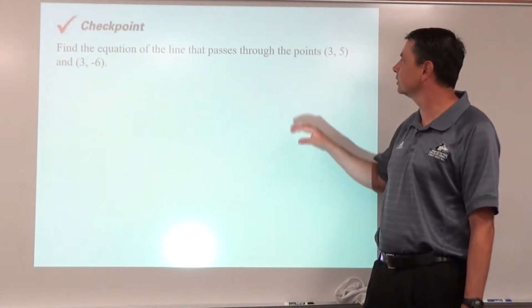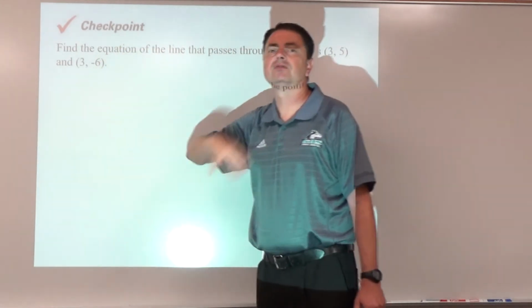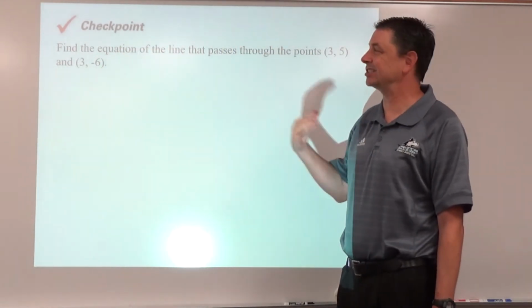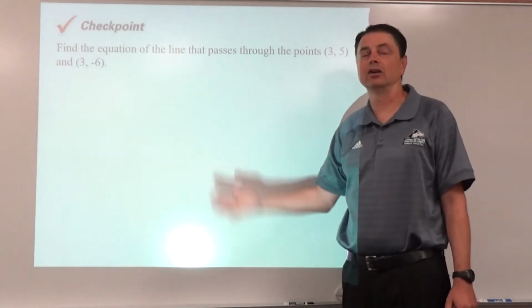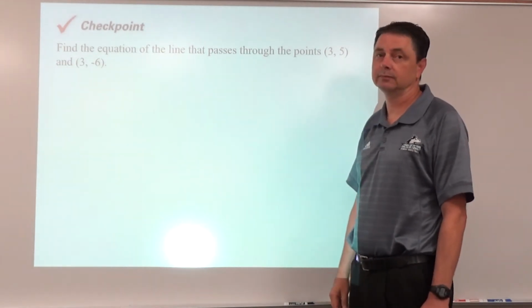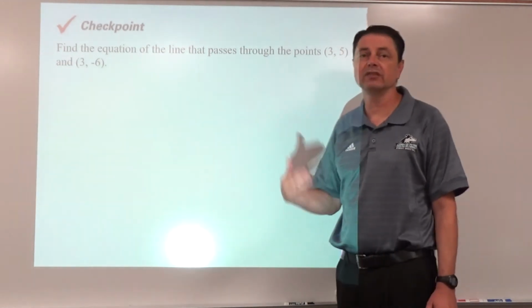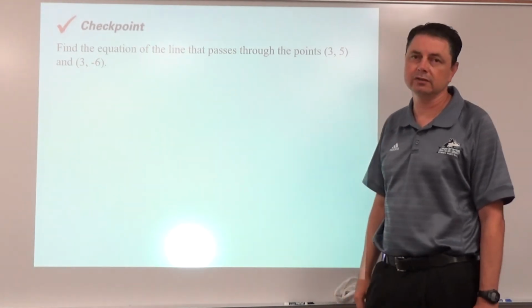Okay, checkpoint. You're given a point and another point. Find the equation of the line. It's an extension of the last example. First thing you notice is, I don't know the slope. I'd have to find the slope. So pause the video here, see if you can get the equation of the line that passes through those 2 points.